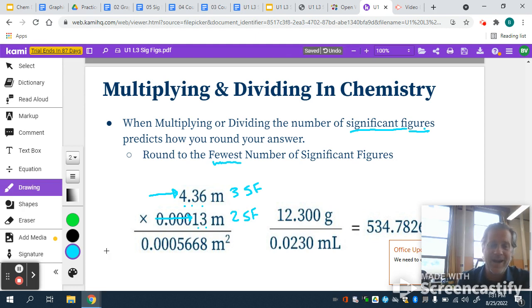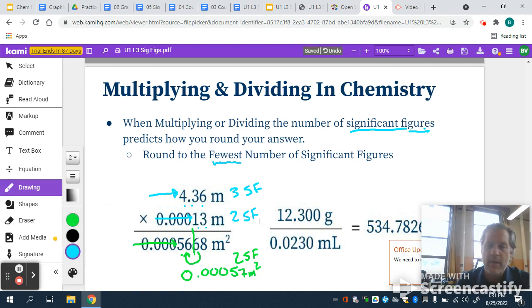And so that means my answer needs to be reported with 2 sig figs. So I'm going to draw an arrow until I come to that first non-zero digit like this. And I'm going to count 1, 2, and then I'm going to draw a line to help me figure out what I can chop off and round. Now this 6 back here is bigger than 5, so it's going to help me round this 6 up. So my final answer here is going to be 0.00057 meters squared.